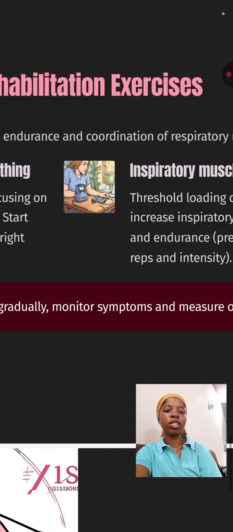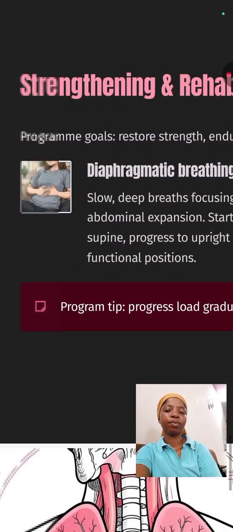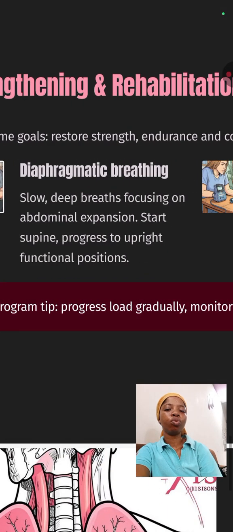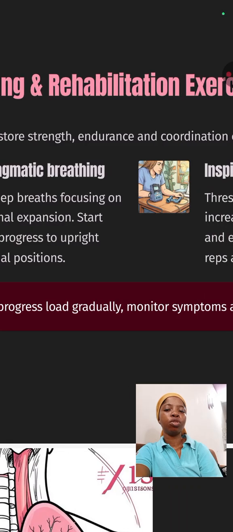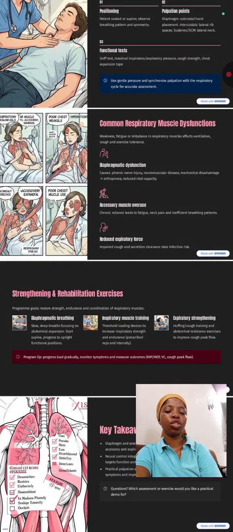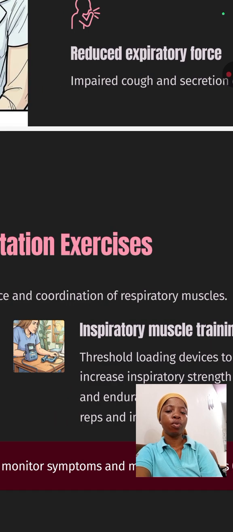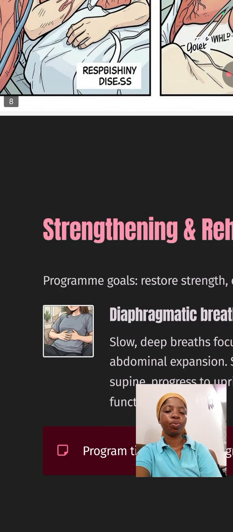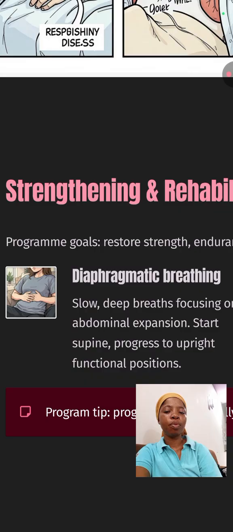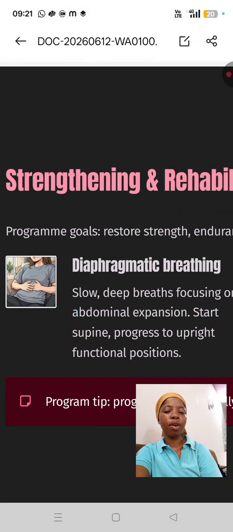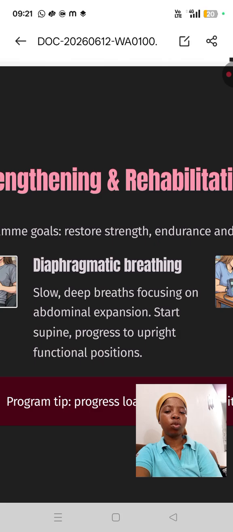Strengthening and rehabilitation exercise. Programming goals: restore strength, endurance, and coordination of respiratory muscles. Diaphragmatic breathing: slow deep breaths focusing on abdominal expansion; start supine and progress to upright functional positions.